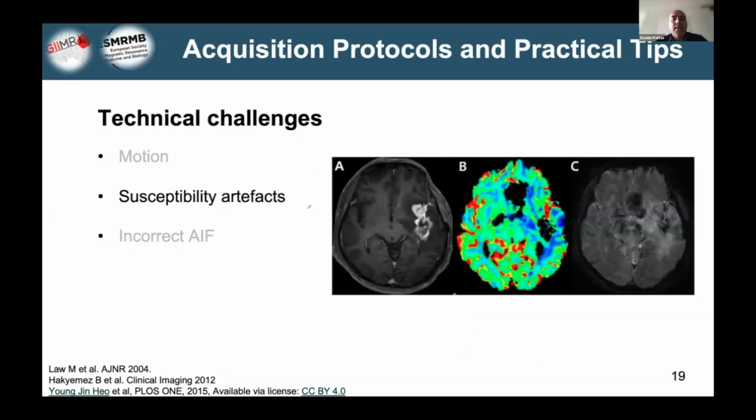Susceptibility artifacts are inherent to this technique. However, some regions with strong magnetic field inhomogeneities, such as near the air-bone interfaces, or when we have some blood in the lesions, can cause geometric distortion, signal dropout, and spatial misregistration.